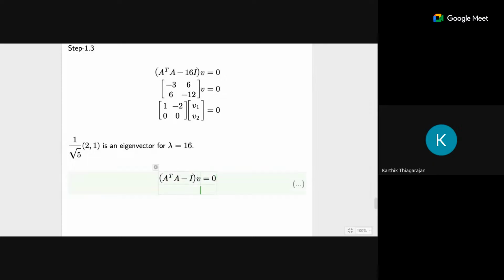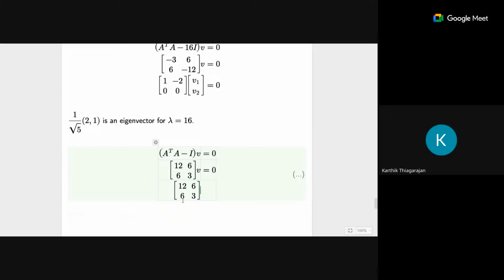So A transpose A again. So this is 12, 3. Once again, this will be 0, we can make this 0, 0. And for convenience we can make this 2 and 1. So 2 and 1, and V1, V2, equals 0, so this is the 0 vector.